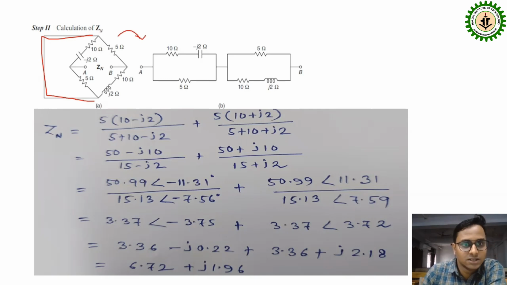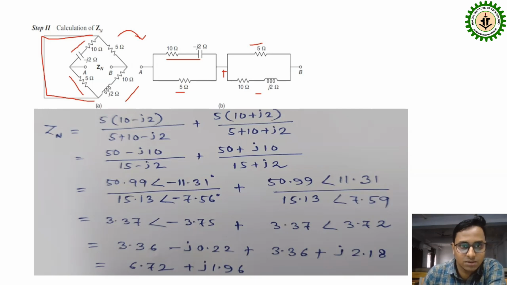So 10 minus J2 is parallel with 5. Then 5 parallel with 10 plus J2. Just simplify this circuit. So total Norton's equivalent impedance is equal to 5 parallel 10 minus J2, plus 5 parallel 10 plus J2. Here I have written this.